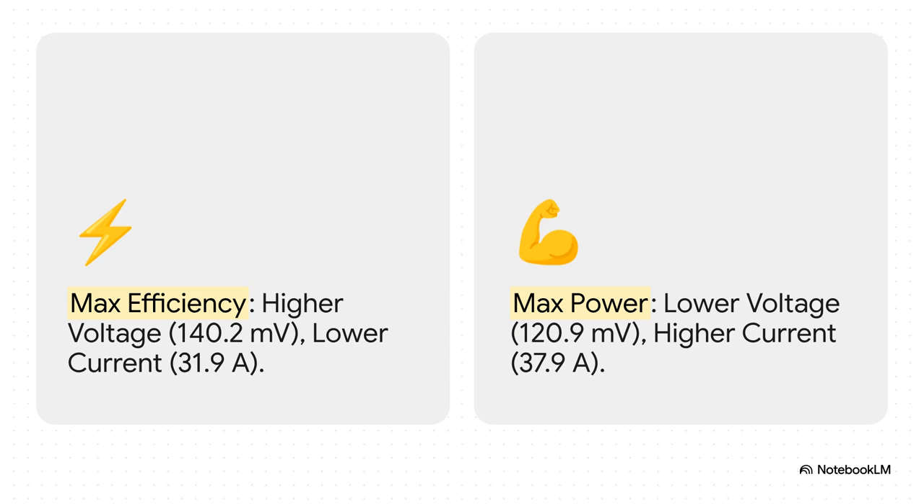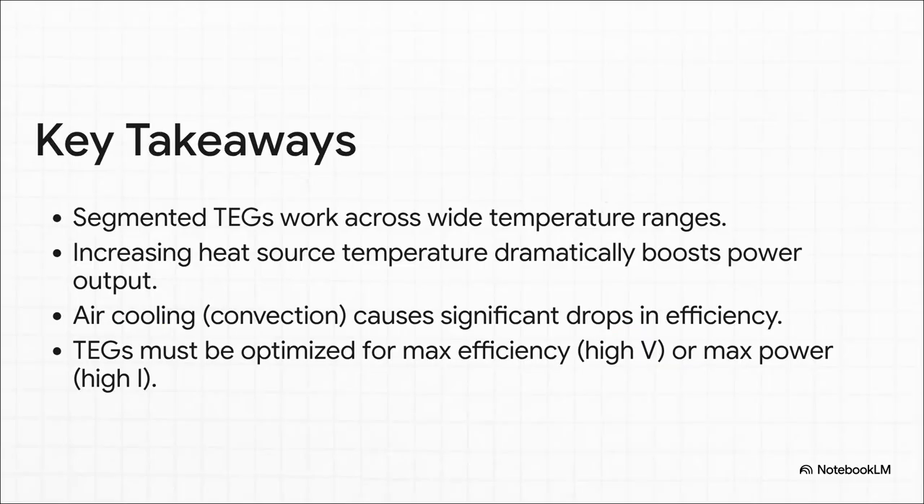You can tune the device for max efficiency, which gets you a nice high voltage, or you can tune it for maximum power. Now your voltage will dip a bit, but your current, which is like the raw electrical muscle, jumps way up. It's the classic engineering trade-off. So let's wrap this all up. What are the key takeaways?